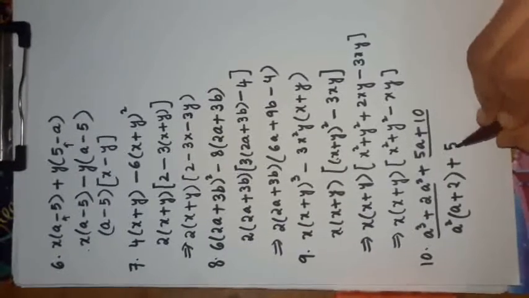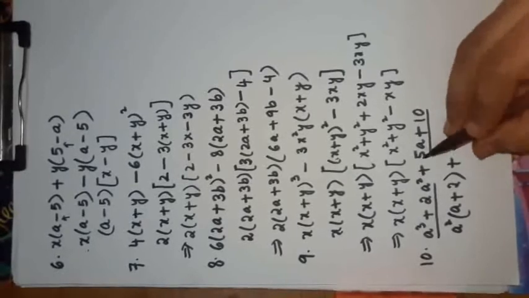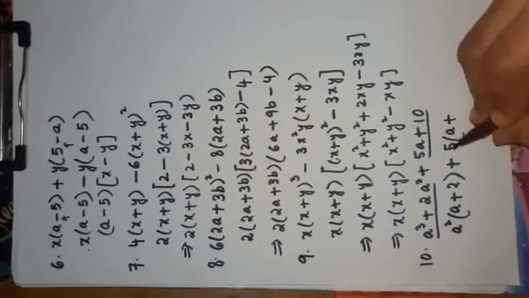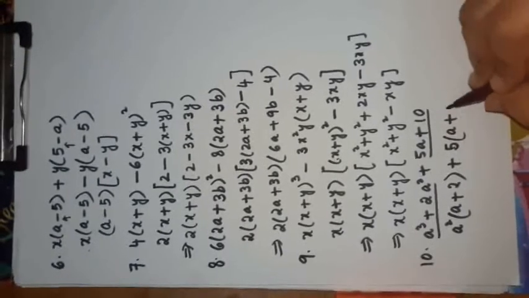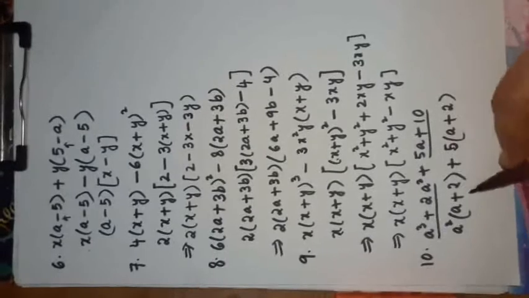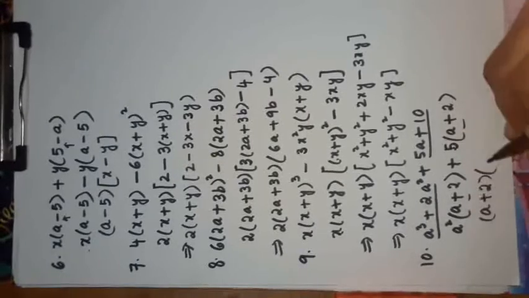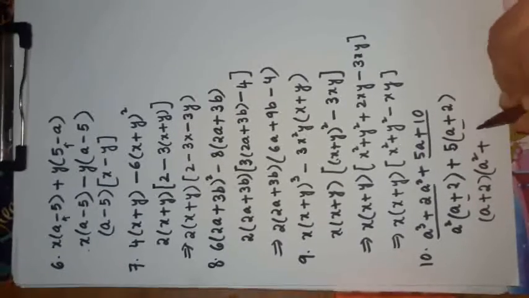In 5a + 10, I can take 5 common, because in the table of 5, 5 ones are 5, 5 twos are 10. Then here a as it is, plus here 5 into what will be 10? 5 twos are 10. So here (a + 2) we got common. So (a + 2) common outside of the bracket. Then what is remaining over here? a^2 plus what is remaining here? 5.